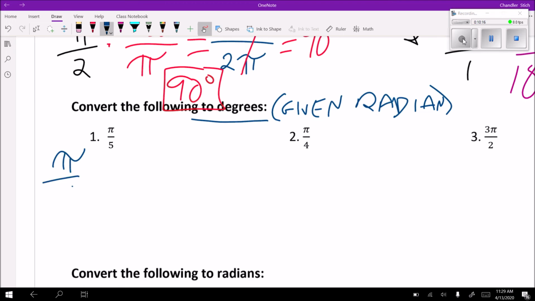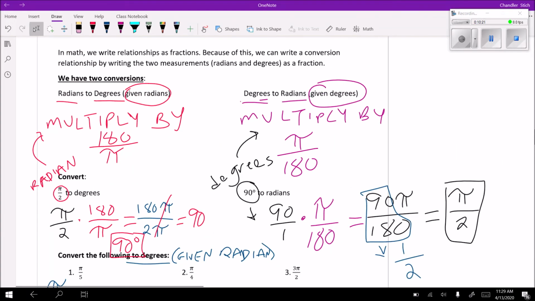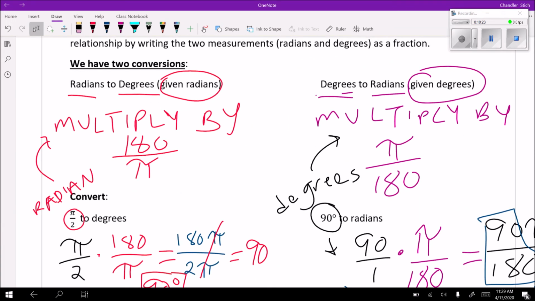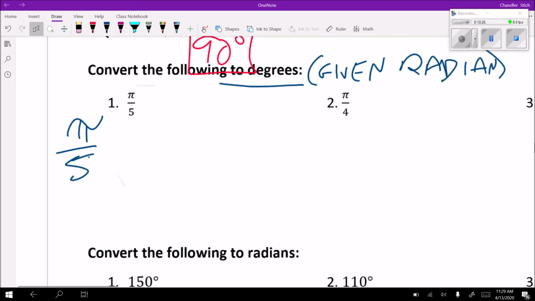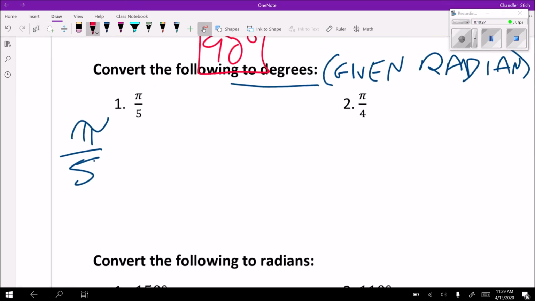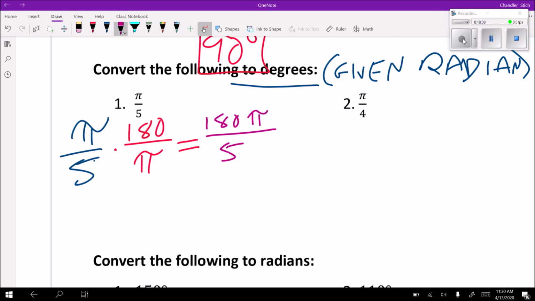Pi over 5. Now, if I want to convert to degrees, I can look up here and say, well, I'm given radians. I multiply by 180 over pi. All right. So I multiply straight across. What do I get? 180 pi divided by 5 pi. Okay. I can cancel out these pi's. Pi over pi, just cancel those out. 180 divided by 5.